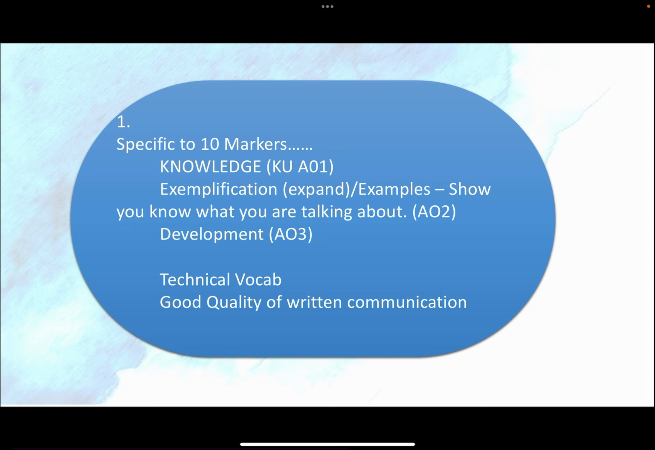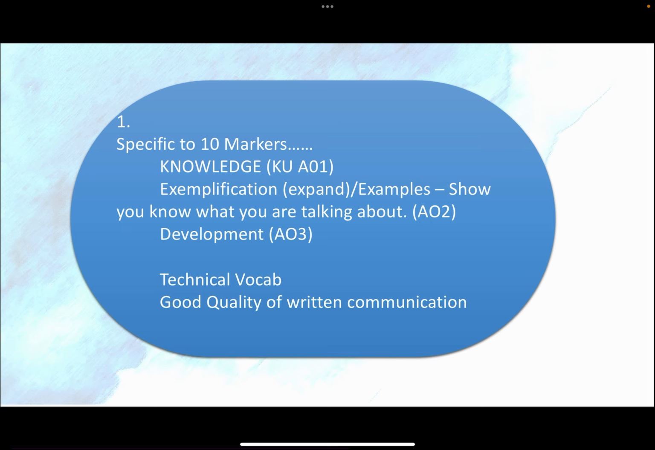So specific to 10 markers, even though the question might not allude to it, the most able and credited candidates will, for every element of the question, and we know that a 10 marker will always span 2 topics, demonstrate your knowledge, your AO1, knowledge and understanding, and you almost regurgitate what you would read in a revision guide or textbook. Then the exemplification. So the question is always going to allude to something or have a topic point, and you've got to almost explain or expand that knowledge to show that you know what you're talking about in relation to what is in the question.